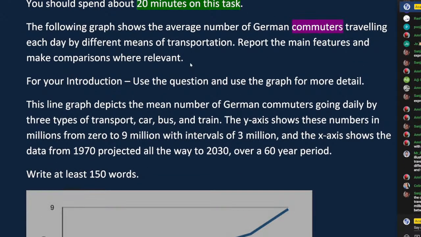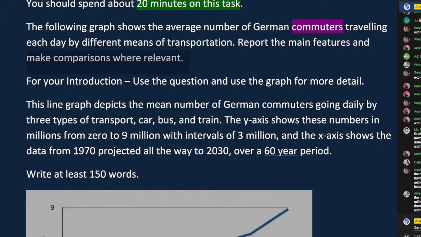Okay, take a look at the original introduction to the graph, because basically the question is an introduction to the graph, right? So they're kind of, quote unquote, giving you the introduction here. The following graph shows the average number of German commuters traveling each day by different means of transportation. Report the main features and make comparisons where relevant.